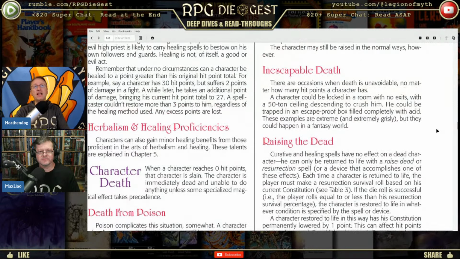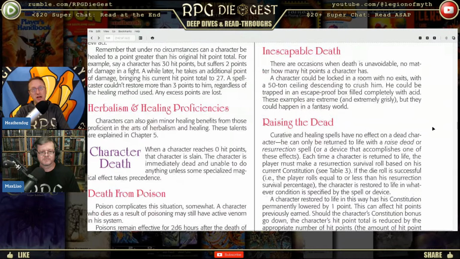All right. Inescapable death. There are occasions when death is unavoidable, no matter how many hit points you have. A character will be locked in a room with no exits, with a 50-ton ceiling descending to crush him. He could be trapped in an escape route box filled completely with acid. These are examples of extreme and grisly, but they could happen in a fantasy world. If you are in a death trap and you don't get out, you die. But I have 100 hit points, so that means I should be able to last at least a few rounds. No. You didn't get out. You died. Sorry. It's the way it is.